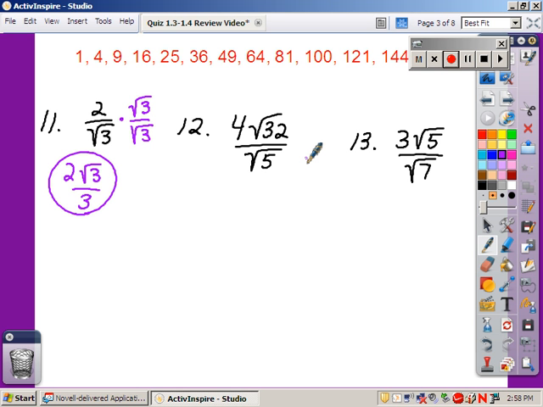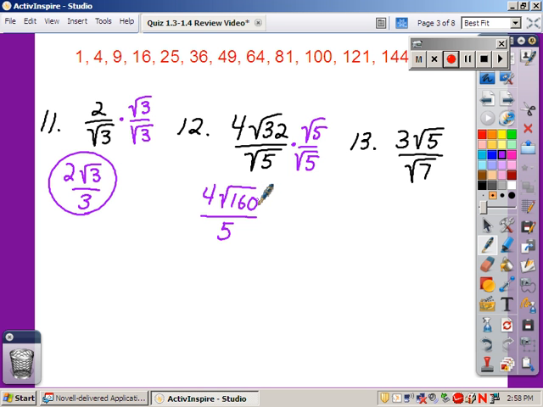So unfortunately, I'm stuck rationalizing again, and this time it's square root of 5 over 5, so that on the bottom, I just get the 5. On the top, I have 4 square root of 32 and square root of 5 to multiply together. But I can't put this 4 times this other stuff. But I can do 5 and 32 because they're both under the square root. That leaves me with 4 times the square root of 160.